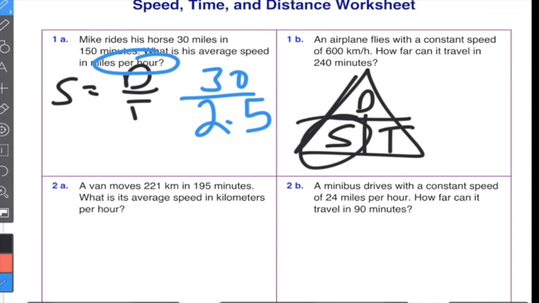And yes, you can use a calculator, but as long as you show me your work and show me your equations and so forth, then that's more than fine.